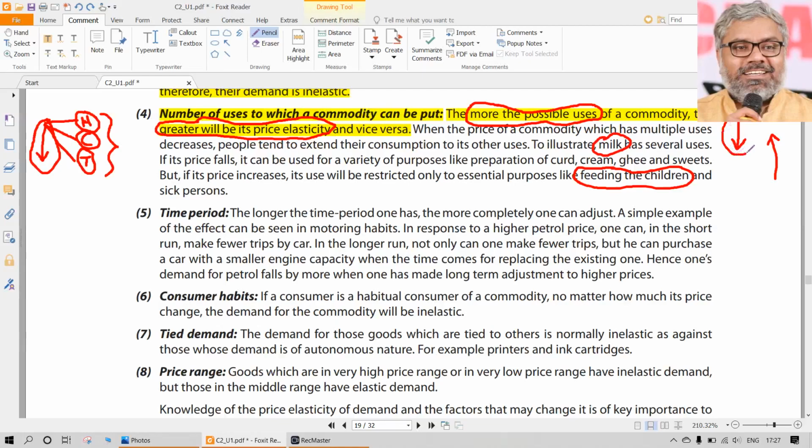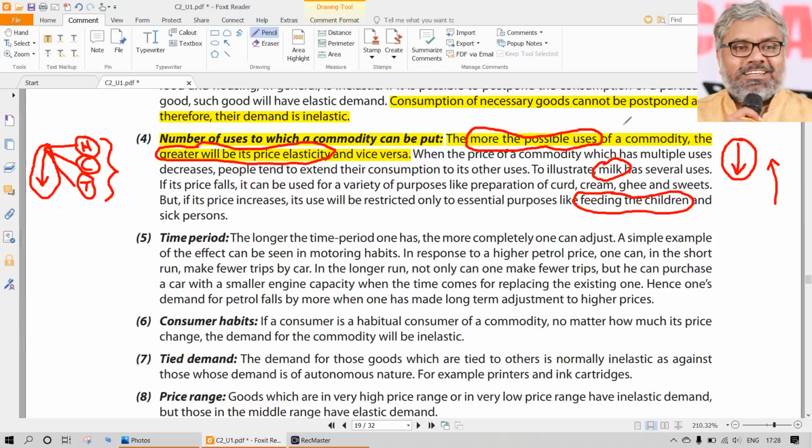If milk is available at a reasonable, lower price, since it has multiple uses, people will use it to the fullest extent. They use it for normal drinking, for chai and coffee, for curd, cream, buttermilk, lassi, ghee, paneer, kova, doodh peda, everything that comes from this. Ultimately they use it for all the purposes it can be used for. That means demand for milk will be more when the price is relatively lower.